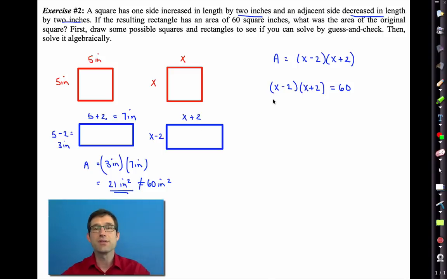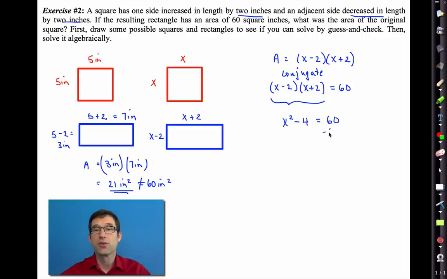Now, in order to use the zero product law, I want to take this and multiply it out. Notice, these two are conjugates. We could definitely just do our standard double distribution or foiling, but anytime you have a minus b times a plus b, you always get a squared minus b squared. So we get x squared minus 4 equals 60.